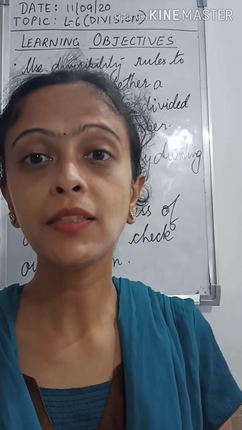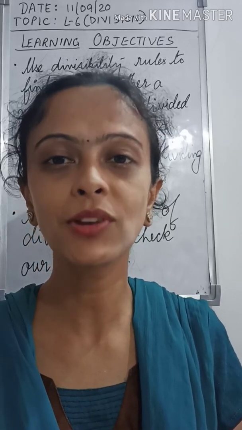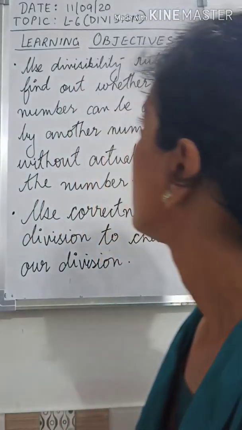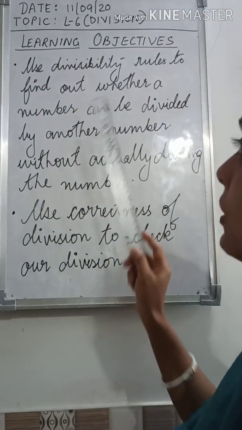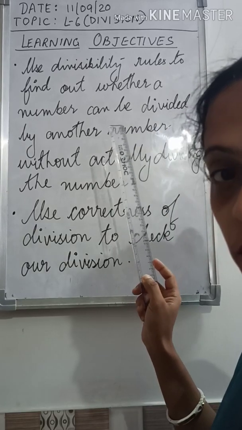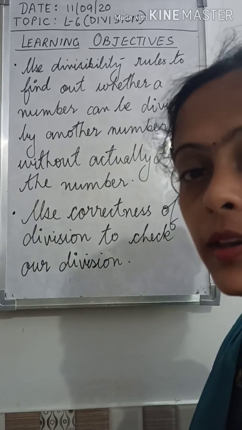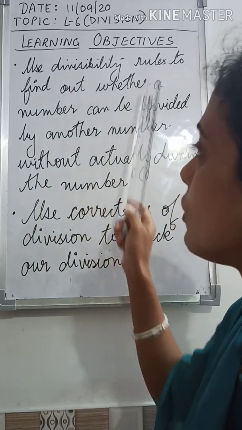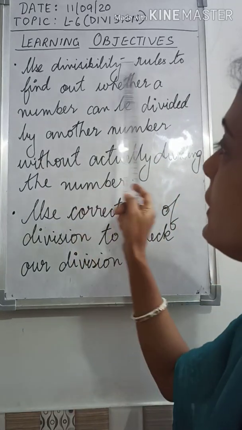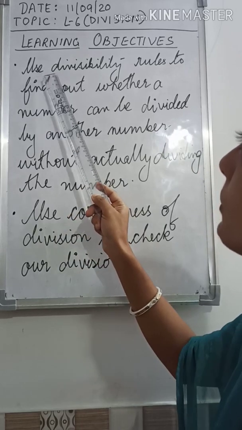Okay? So let us see what are the learning objectives for today's class. Today we are going to learn something, though we have already learned it. But still, the learning objectives, whatever we are going to do today, are linked with all this. Okay, it's related to this. So what is the first learning objective?